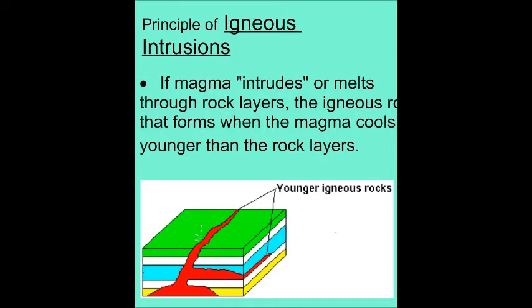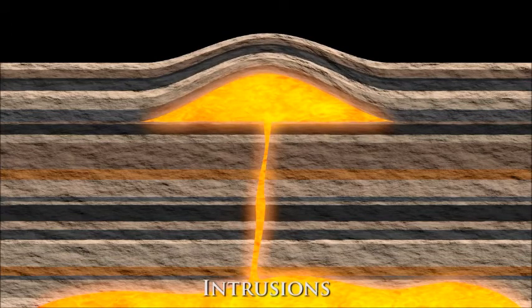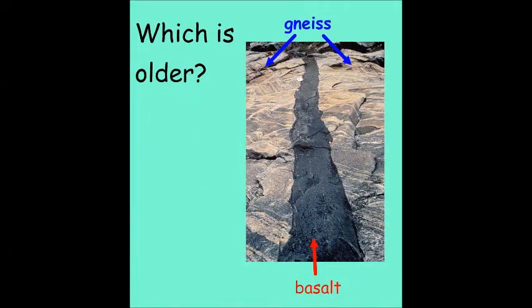The fourth principle is the principle of igneous intrusions. It states that if magma intrudes or melts through rock layers, the igneous rock that forms when the magma cools is younger than the rock layers. And so you can see here that magma can come up from deeper inside the earth and cut through an existing rock. In this example, we have the metamorphic rock gneiss, and then this vein of basalt that is dividing it in half, and clearly the gneiss had to have happened first and the basalt intruded in later.